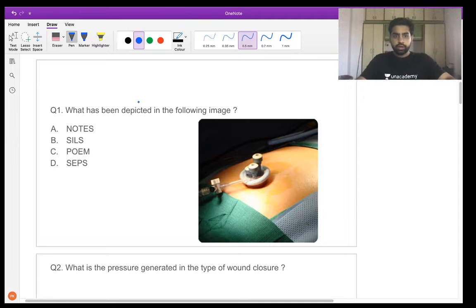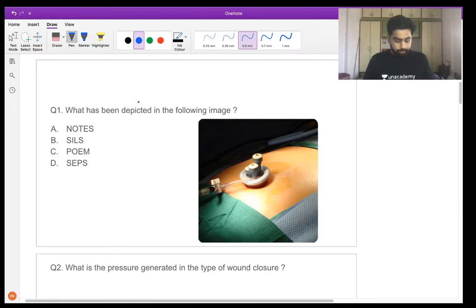Can you tell me what's the answer? It's A, B, C, or D? Just post your answers, guys. So, what's the answer over here? Right, it is SILS. Richim is saying it is SILS. Yes, definitely it is SILS.